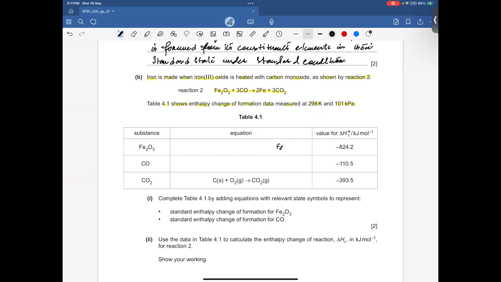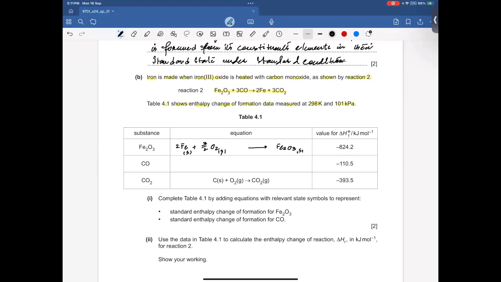And equation needs to start from the constituent element. So, Fe2O3. In order to make Fe2O3, I need two different elements. The first one is iron. The second one is oxygen. How many irons we have? 2 irons. So we need to put 2 here. And how many oxygen atoms here? 3. So we need to put 3 by 2 here. Under standard condition, it is solid, it is gas, and it is solid. That's the equation for the first substance.